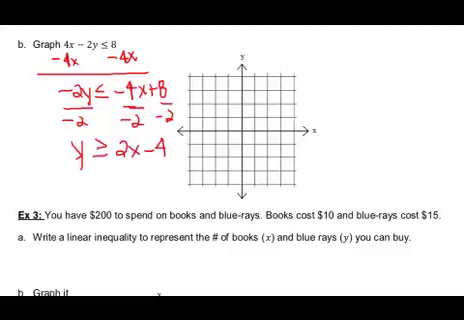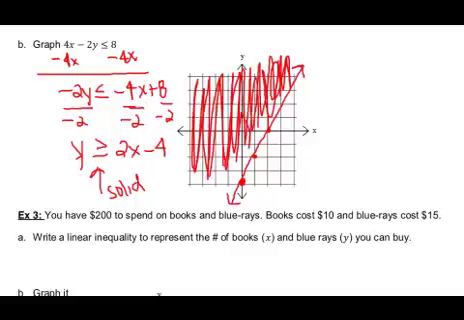So to graph, we're going to start with negative 4 on your y-axis. We're going to go up 2 and over 2. Notice we have greater than or equal to, so that's going to be a solid line. And then to shade, again, put your pencil on your line. It's greater than or equal to, so we're going to shade above the line. Remember, if it's greater than, we go above. If it's less than, we go below the line.